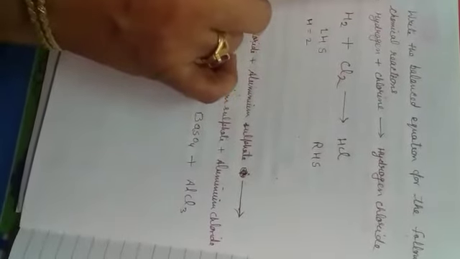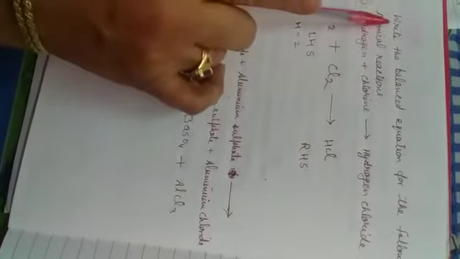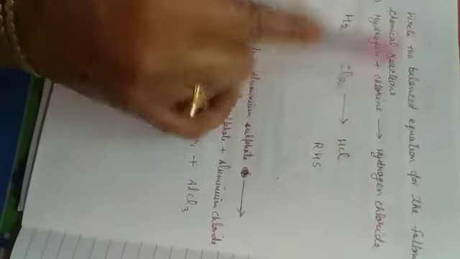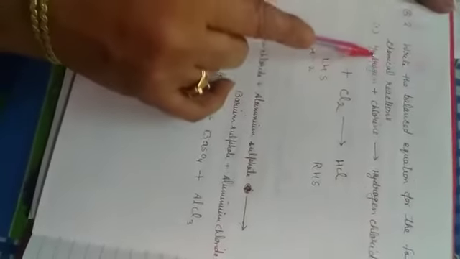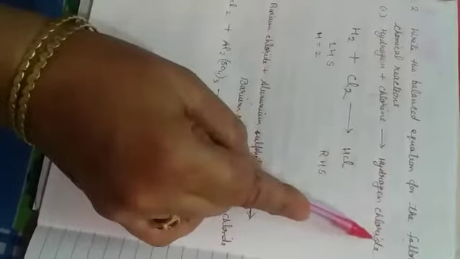Dear students, it is your question number 2 from the textbook, page number 6. Write the balanced equation for the following chemical reactions. Equation number 1, hydrogen plus chlorine gives hydrogen chloride. Students, it is called word equation.